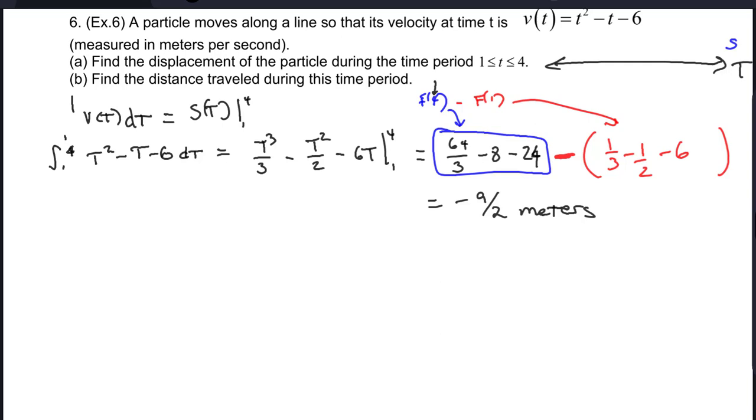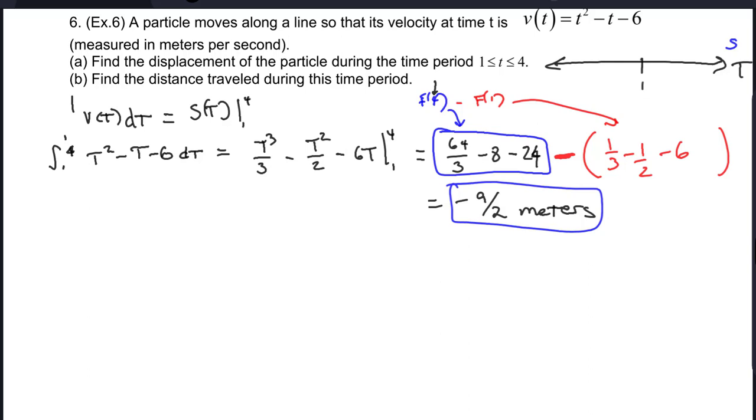I want to help you with some intuition here. What are we talking about? This displacement. What's going on here? Initially when I drew a picture, I started at 0 time, but we're not beginning at 0 time. We're beginning at time equals 1 second. And you can put 1 second into the velocity equation. 1 squared minus 1 is 0. Oh yeah, wow, that's 0 minus 6.